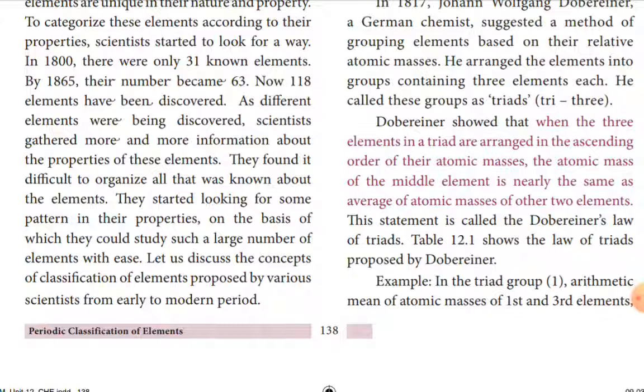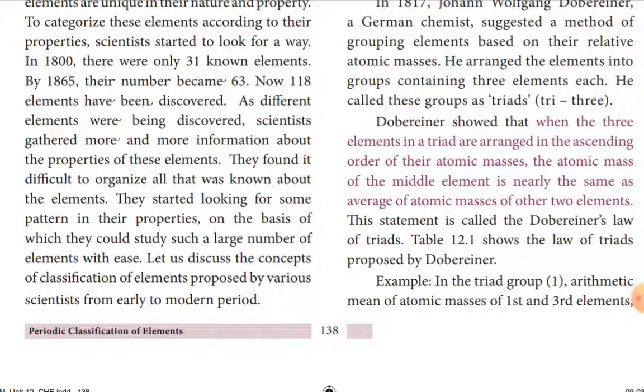As different elements were being discovered, scientists gathered more and more information about the properties of these elements: their atomic number, mass number, atomic radii, ionization energy. There are a lot of properties. Those properties were gathered by the scientists to arrange the elements in a certain order. They found it difficult to organize all that was known about elements. So they started looking for some pattern in their properties on the basis of which they would study such a large number of elements with ease.